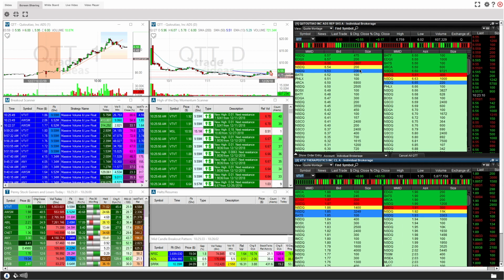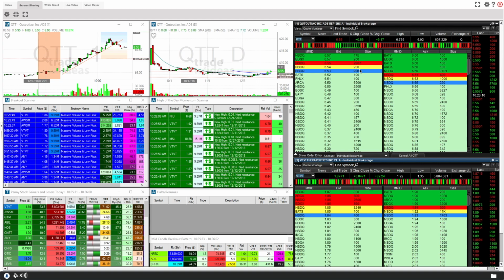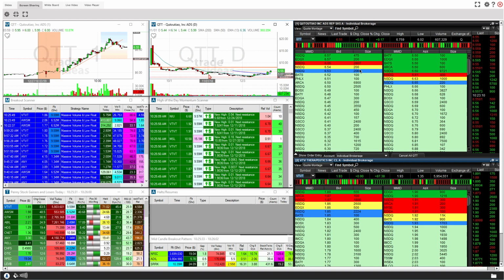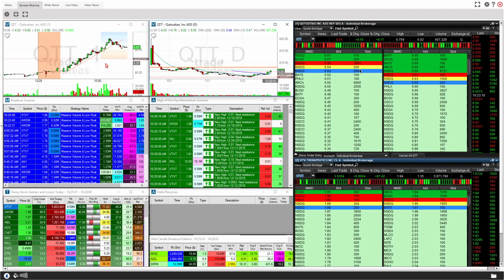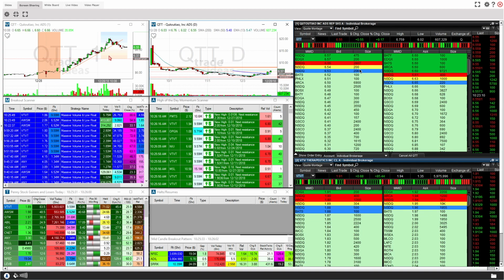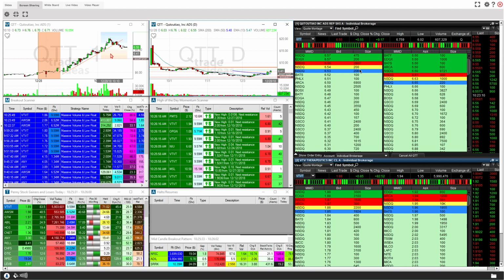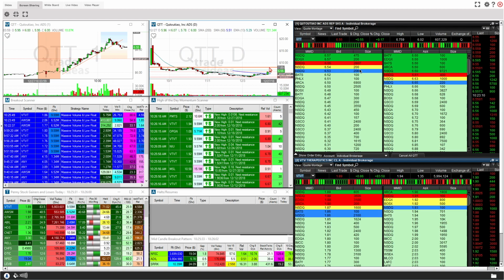QTT has a 20K bid order at 653 right here. The whole sky, the whole world is the limit on this play. It's going to have some chart resistance up towards around $8, yes. But if you're looking at it strictly as a day trade, I think we play this thing absolutely beautifully.